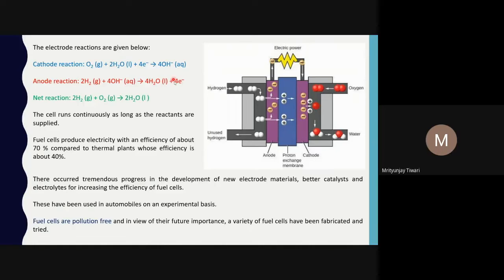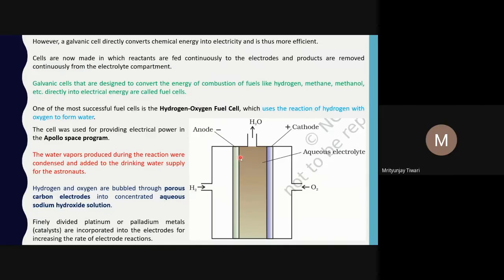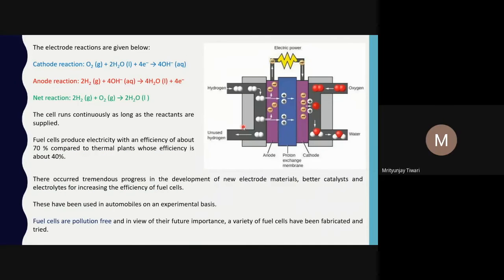The electrons produced will be used at the cathode, moving through the external circuit from here to here, and in this way we put the device to use. At the cathode, the electrons react with water molecules to form 4 OH minus ions. So whatever OH minus ions were used at the anode are now produced at the cathode. The cell runs continuously as long as the reactants are supplied.